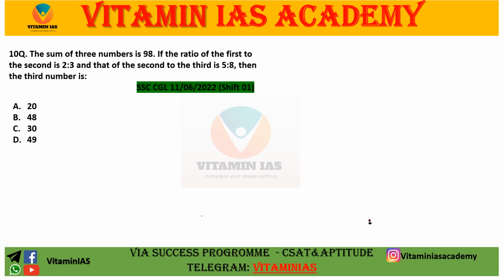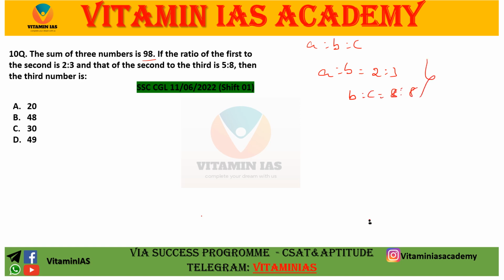Here, the 10th question: the sum of three numbers is 98. If the ratio of the first to second is 2 is to 3, and the second to third is 5 is to 8. Let us consider A, B and C. So A is to B is 2 is to 3, and B is to C is 5 is to 8.